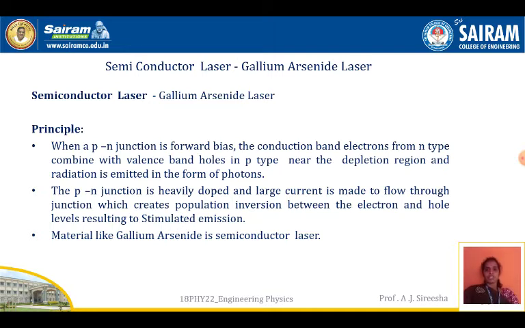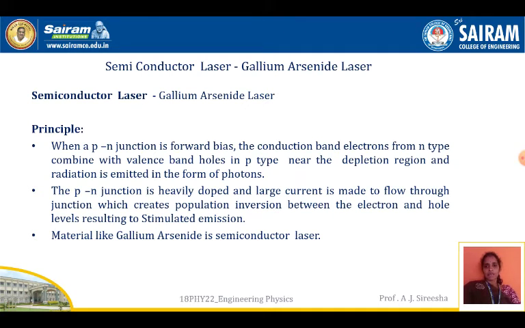When a PN junction is forward biased, the conduction band electrons from the N-type combine with the valence band holes in the P-type near the depletion region, and radiation is emitted in the form of photons. What is a PN junction? P is a P-type semiconductor and N is an N-type semiconductor. When these two semiconductors are brought together to form a junction, it is called a PN junction.